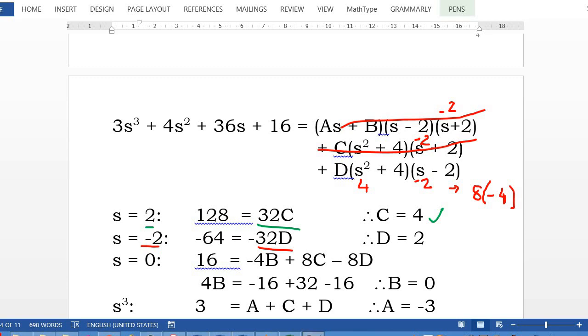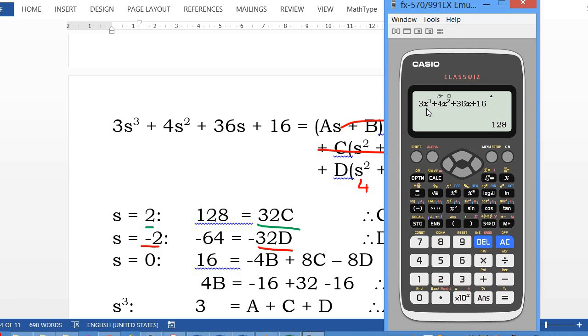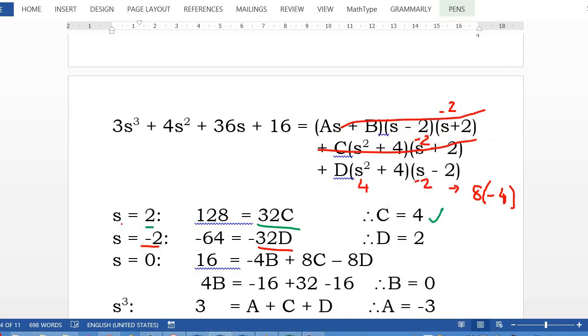For the left hand side, you can use your calculator with the formula you input just now, 3x cubed plus 4x squared plus 36x plus 16. Calculate for s equal to negative 2. Of course in your calculator you don't have s, so you use x. We get negative 64. So negative 64 equals negative 32D. Hence D is negative 64 divided by negative 32, which gives you D equal to 2.